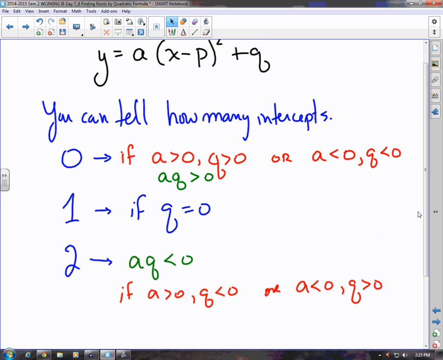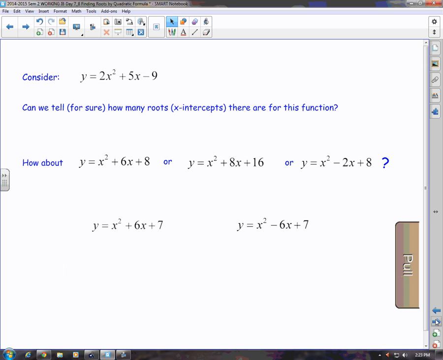Well, now the question is, what if it's in a different form? If it's in factored form, then obviously you can tell what the x-intercepts are because they're right there in the factors. So the tricky part now comes in, what if they are in standard form? Y equals 2x squared plus 5x minus 9. Now, can we tell for sure how many roots that function has? Thumbs up, it's 1 or 2. Thumb sideways, not sure. Thumbs down, there aren't any.